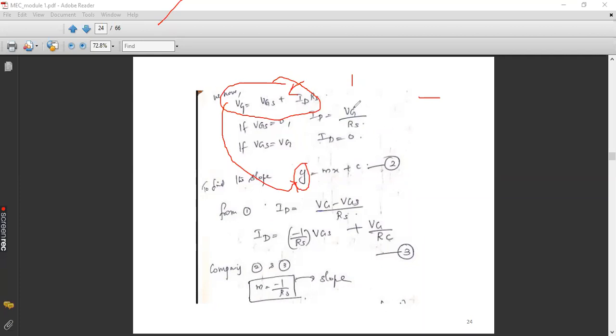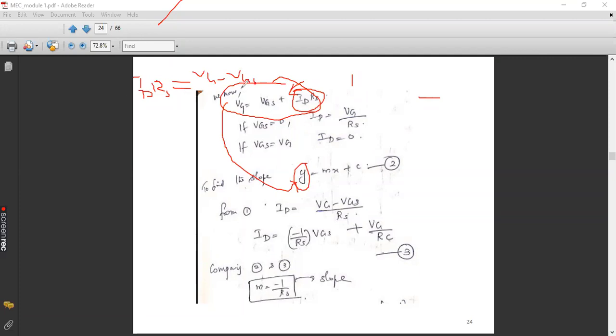Yes, sir. Tell me which is a y parameter here. ID, sir. Yes. So you have to take this, very good, Soumya. You have to take this IDRS to the left side. Why are you taking IDRS to the left side? Because our conventional equation is y is equal to mx plus c. So IDRS is equal to Vg minus VGS.